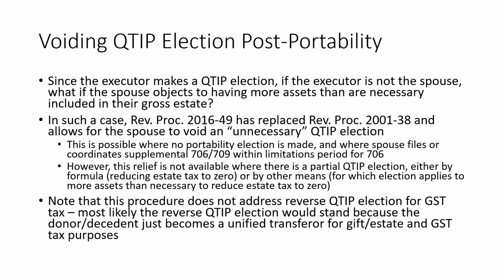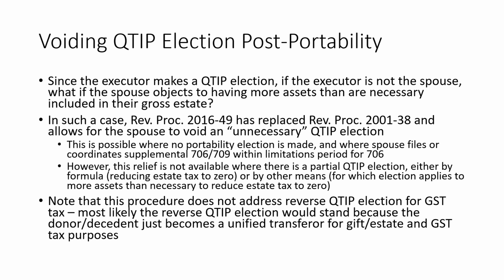Now, this relief is not available in a situation where there is a partial QTIP election, and it doesn't matter how that's made. It could be by formula to reduce the estate tax to 0 for the deceased spouse's estate, or it could be by a non-formula which applies to more assets than are necessary to reduce the estate tax to 0. So in the case of a partial QTIP election, this isn't an option that the surviving spouse has, but in the case of a full QTIP election, it's still an option as it might have been before. And where you might want to look at this is in a situation where there's a wasting of the deceased spouse's unused GST tax exclusion.